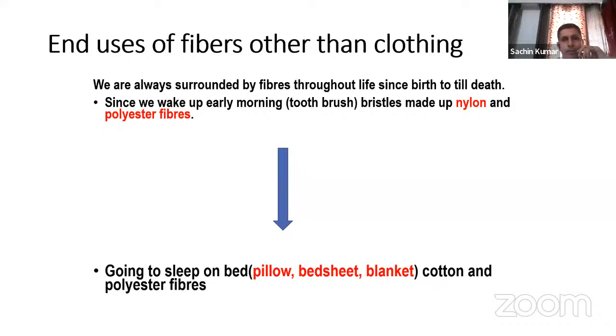So since we wake up early in the morning, first of all we go to a bathroom and have a toothbrush, the bristles of which are made up of nylon and polyester fibers, and all the daily activities, our bag, purses, the car in which we are sitting, the whole stuff is made up of textile fibers. In the end, in the night when we go to bed, the pillow, bed sheet, blanket are made up of cotton or polyester fibers. So the whole day we are surrounded by fibers.